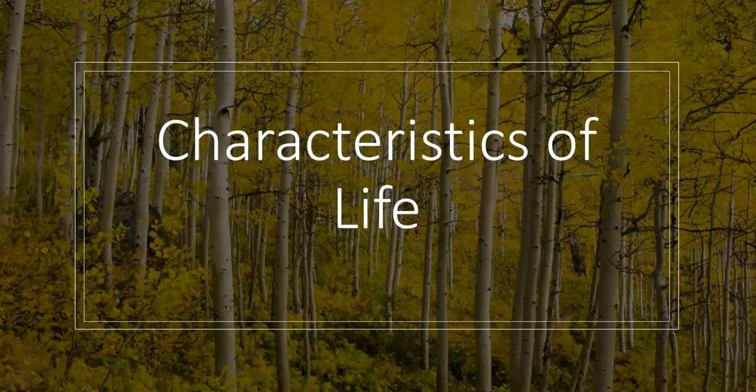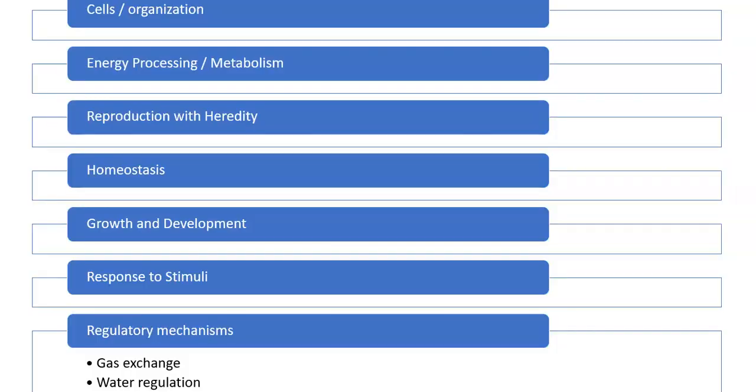So let's begin with the characteristics of life. There are 7 characteristics of life that we talked about in class, 9 if you break these down into 2 different groups. But that first characteristic of life that we talked about is cells in an organization. What we really mean is living things have cells and are well organized.